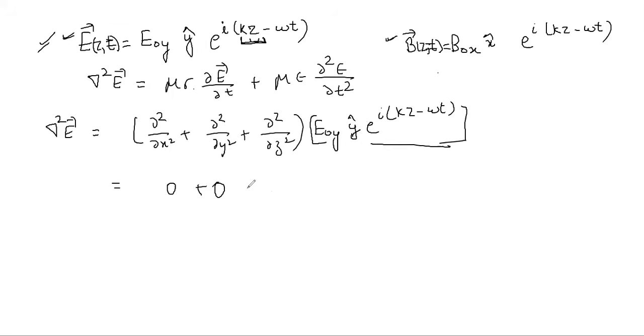Now, if you differentiate with respect to z, what you will get is E0y, y as it is, and you need to differentiate this exponential function 2 times with respect to z. एक बार अगर आप differentiate करोगे तो iota क्या आएगा? Exponential as it is आ जाएगा. Second time differentiate करोगे एक और iota क्या आ जाएगा? And this is what you are going to get.